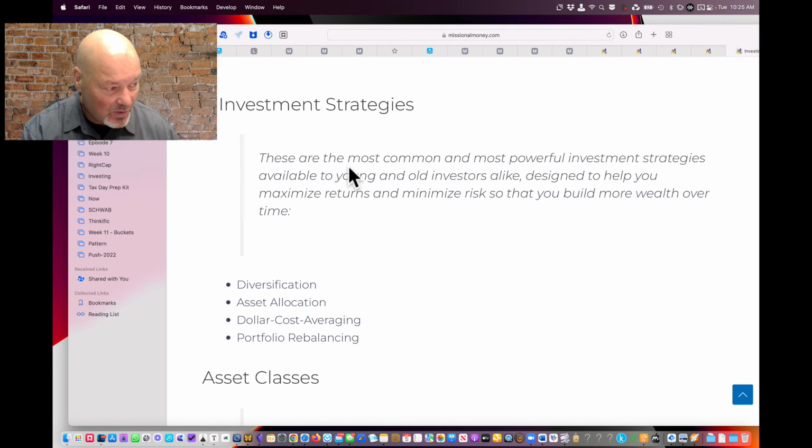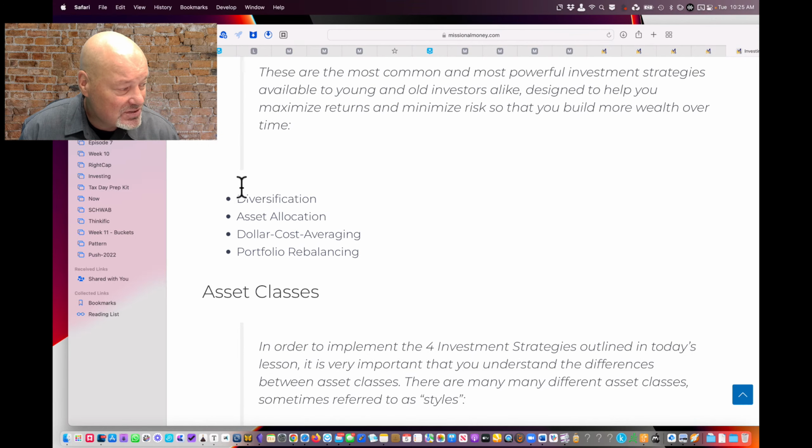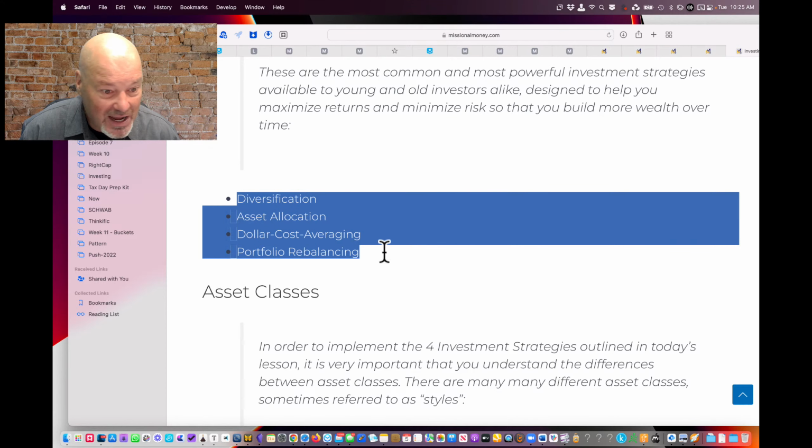So this is the one we'll get to in a minute, the 4 investment strategies. So that's coming. No secret, those are the 4 investment strategies that I'm going to go over with you. These are the investment strategies that are designed to help you maximize returns and minimize risk.